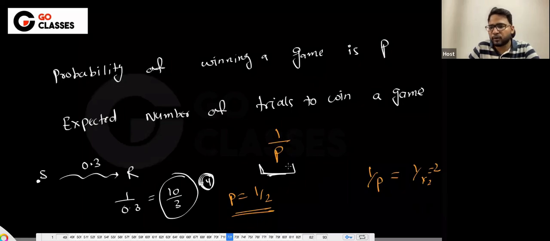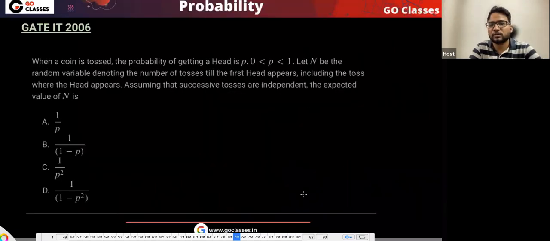In the test series, I have put some questions like this. In algorithms also, I have put in the test series some questions based on this concept. In computer networks also, they ask, in algorithms, data structures, anywhere they can ask that the probability of doing this is such, then how many tries we need to get at least one win, something like this. Okay, let's solve this question now.